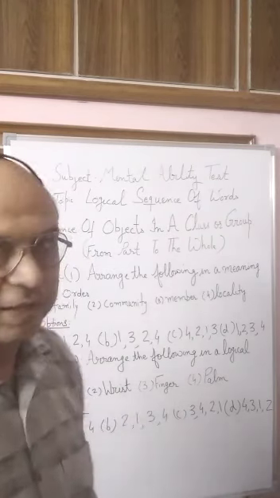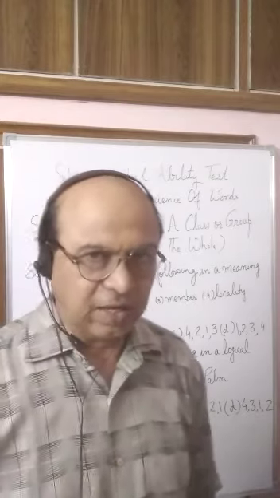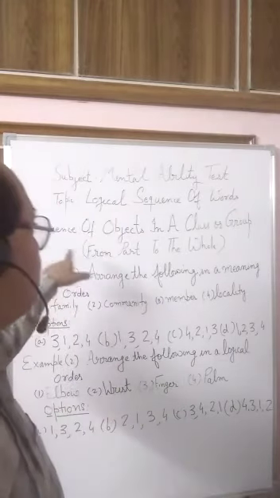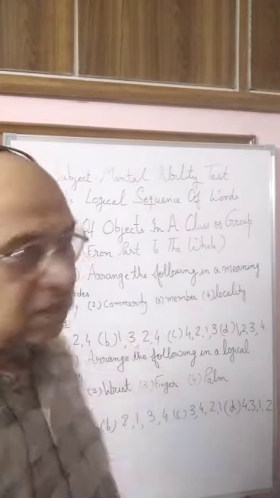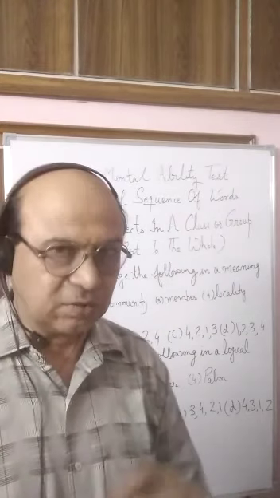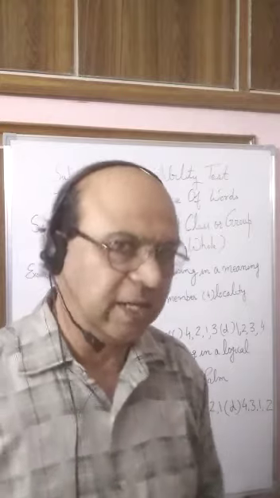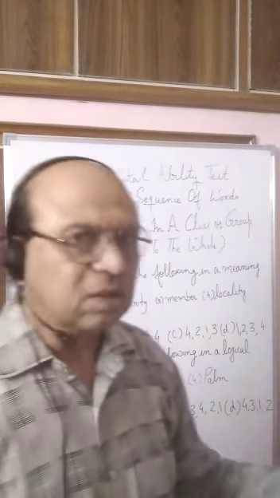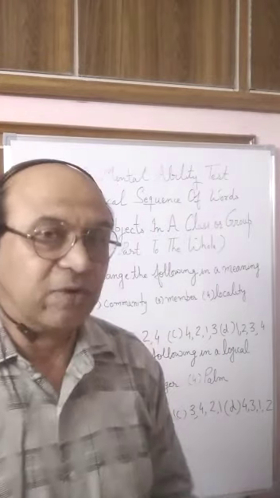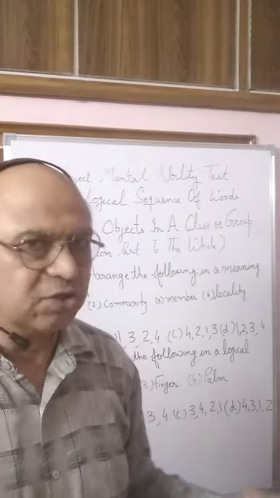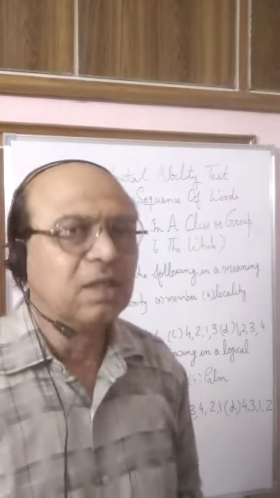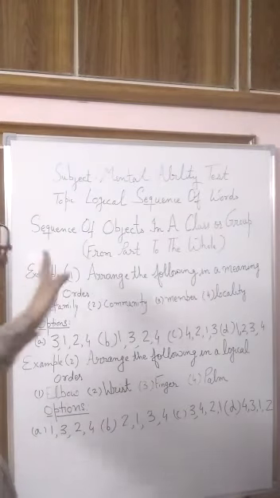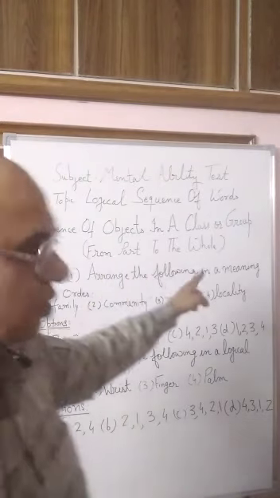So dear students, we have discussed today two examples regarding sequence of objects in a class or a group in a sequential order, that is from ascending order to descending order or descending order to ascending order. But we have to keep in mind that this order should not break in between. That is why the concentration is on the sequence of objects in a class or group.